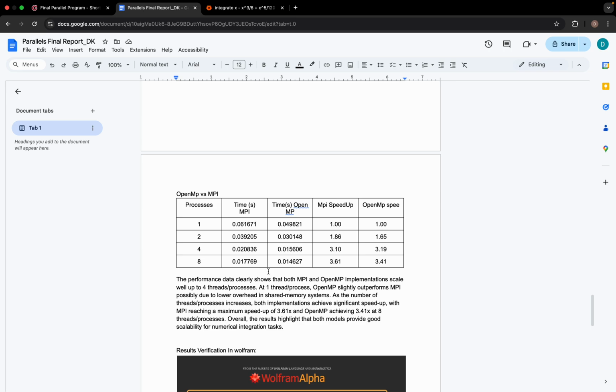So in conclusion, this project showed how the trapezoidal rule can be parallelized using both MPI and OpenMP, and I learned a lot about how to divide workloads, manage synchronization, and measure speedups. Overall though, OpenMP was easier to implement for shared memory, while MPI can be considered good for better scaling on distributed systems.